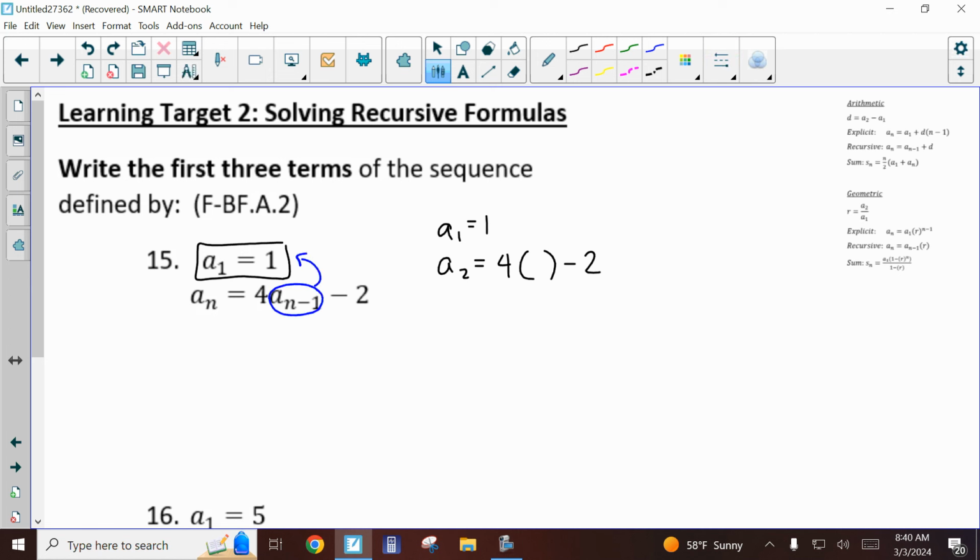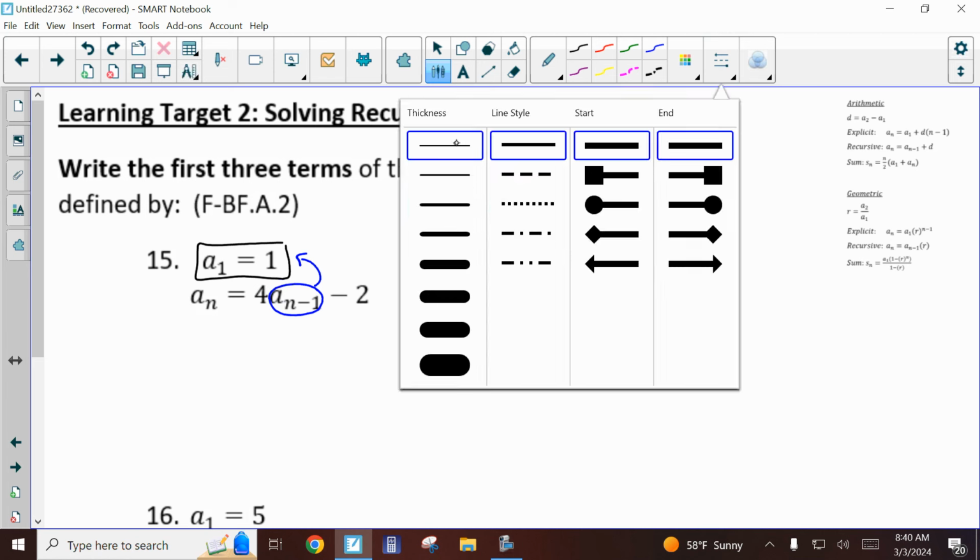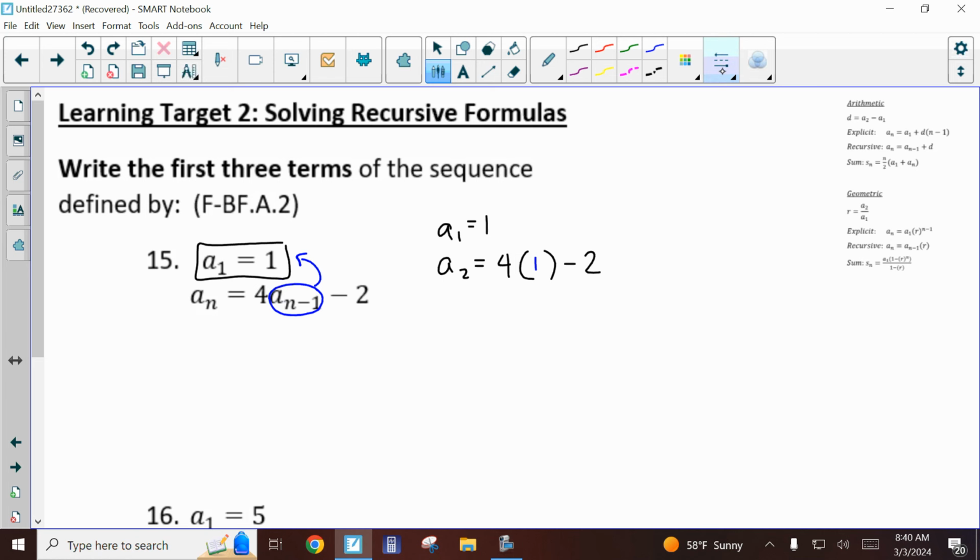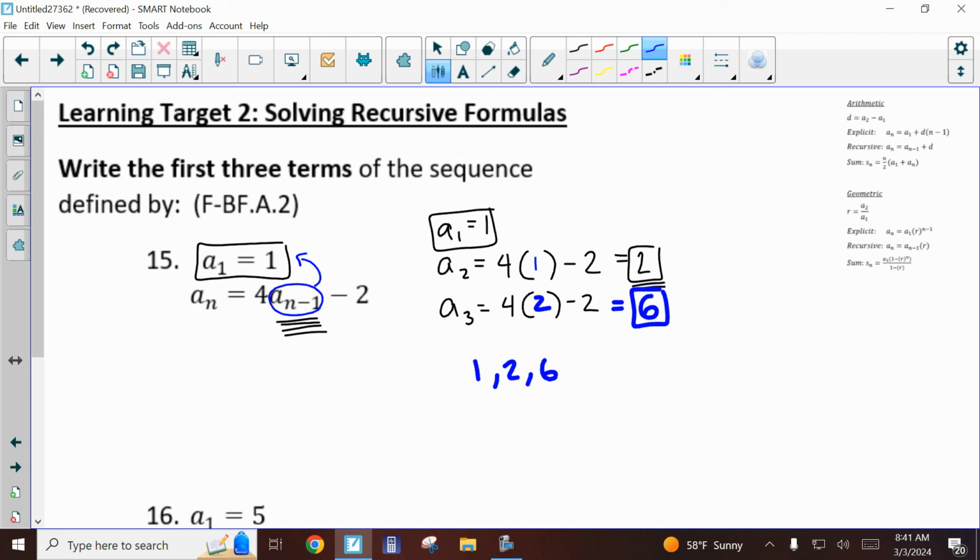So the previous number is 1. Now if I work this out in the calculator, I end up getting that the answer is 2. So there's the first one, there's the second one, and now to find the third one is going to be the same pattern, 4 parentheses minus 2. And just remember, again, the number that goes next to the 4 is the previous answer. So the previous answer is 2, so I got to stick a 2 in here. If I do this in the calculator, this right here ends up giving me 6. So the numbers are 1, 2, and 6.